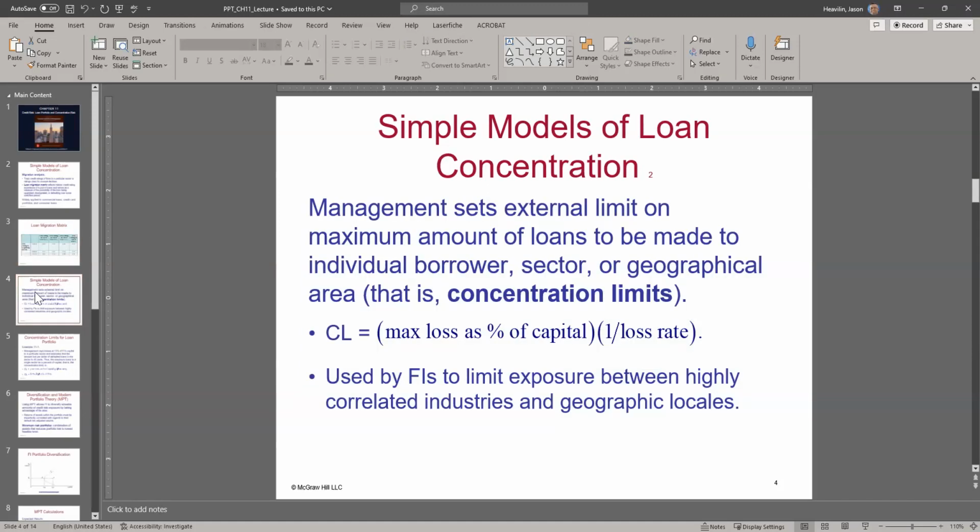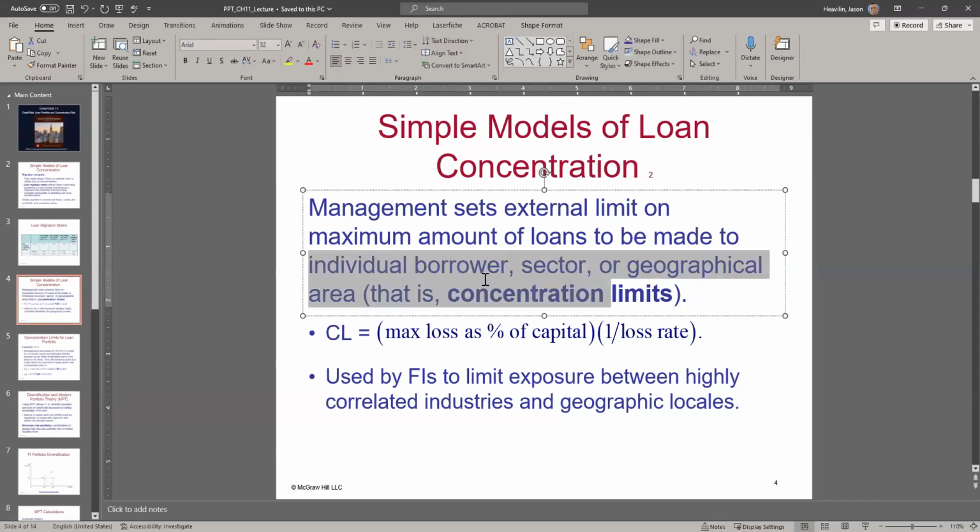So, more on the simple models of loan concentration. Management sets an external limit on the maximum amount of loans to be made to an individual borrower, sector, or geographic area. These are the concentration limits. So let's say you're a bank and you have about $100 million that you can lend out. Let's talk about the individual borrower. You wouldn't lend the entire 100 million to one borrower. That's a very high risk situation. So you can put a limit on how much money you will lend to an individual borrower.